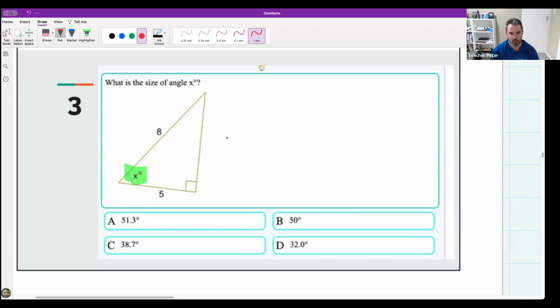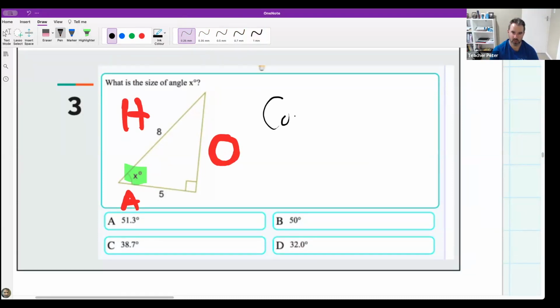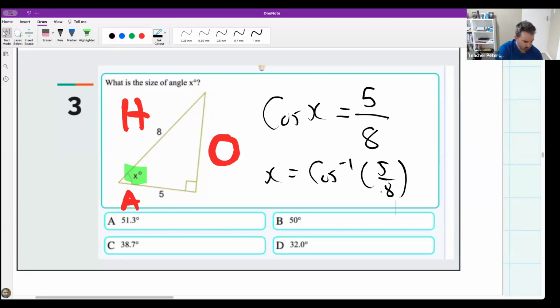So that is O, that's H, that's A. Can you build a trig equation? The way it would look on your calculator would be like that. So you go shift cos 5 over 8, and you get 51.32, in which case you would get A as the correct answer.